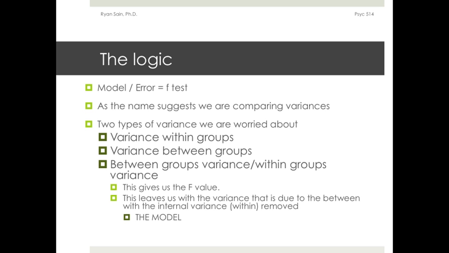Right? So ultimately, we'll divide that between groups variance by the within groups variance. And then essentially it's really an error term, not just the within groups variance, but there's an error term in there, so it starts out with the model divided by error. Simplify that out, it becomes between groups variance divided by within groups variance. That's going to give us our F value. In other words, that is basically our corrected model, if you will.